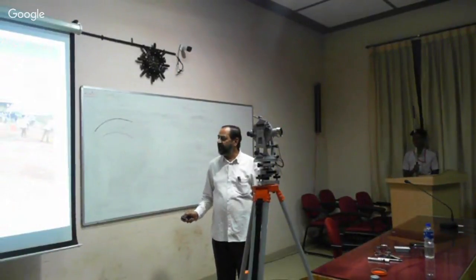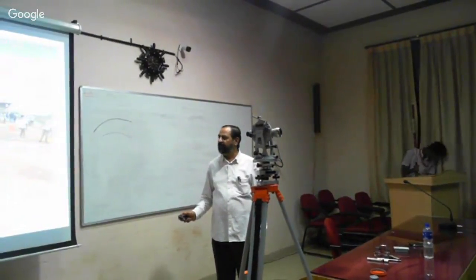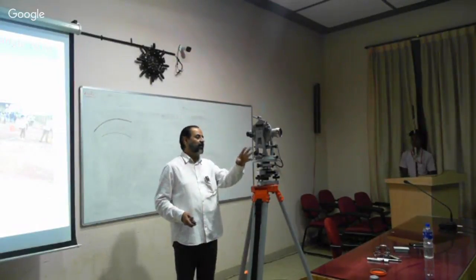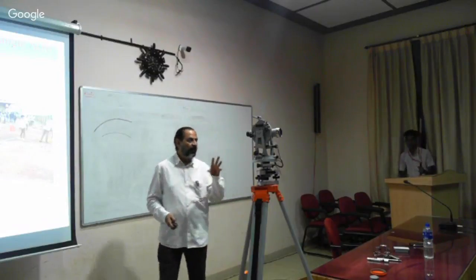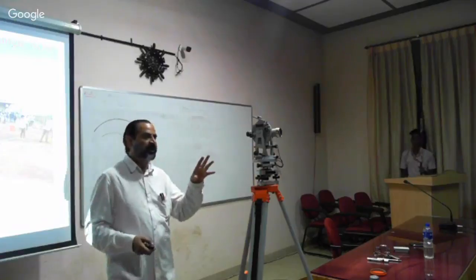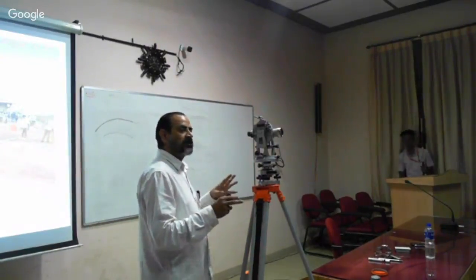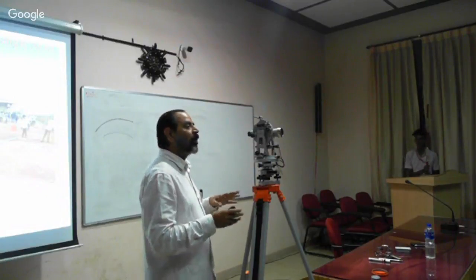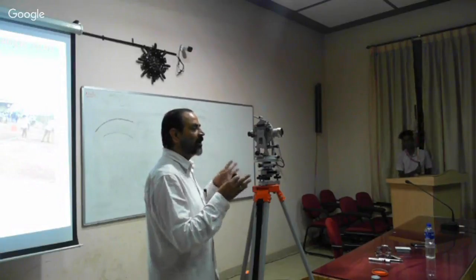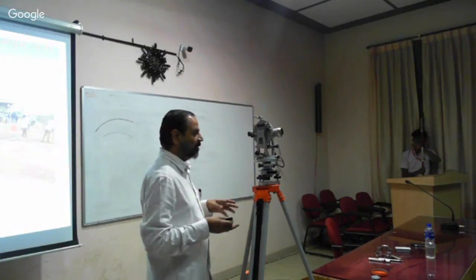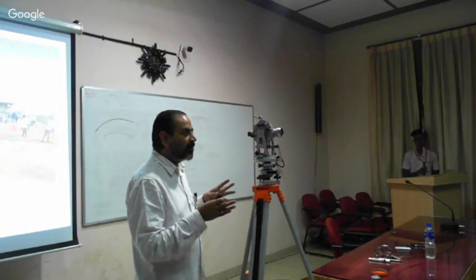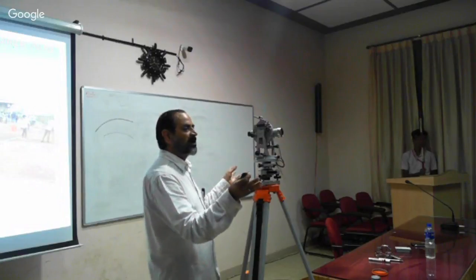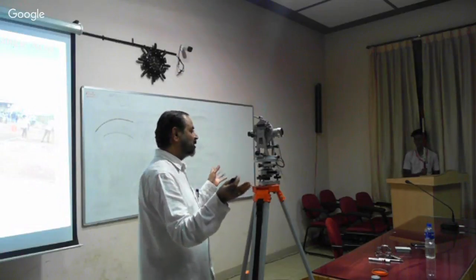This is AOB. How to measure the horizontal angle? What is the procedure to be adopted? Let me tell you exactly, please concentrate on this. First job, install the instrument over the station from where you need to measure the horizontal angle between the objects. Install the instrument exactly over the station. The first job.